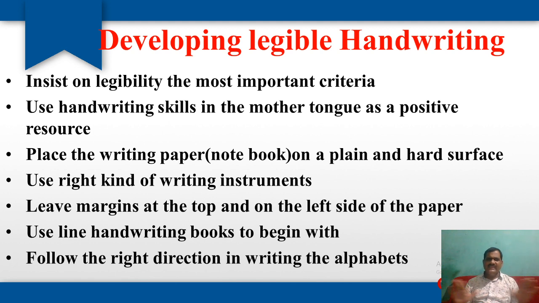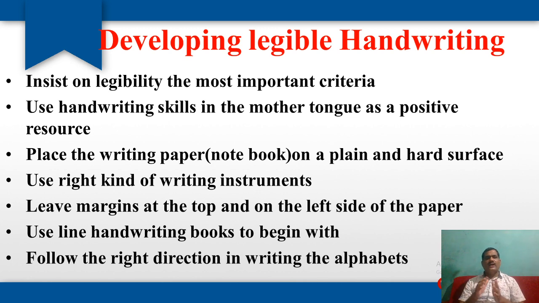So the plain and hard surface should be used. The next thing is also the right kind of instrument should be used by the learners. What are the right kinds? Suppose the students should not be instructed to use the pen; they have to be instructed to use the pencil first. Okay. Because then they can write the different alphabets of the strokes.